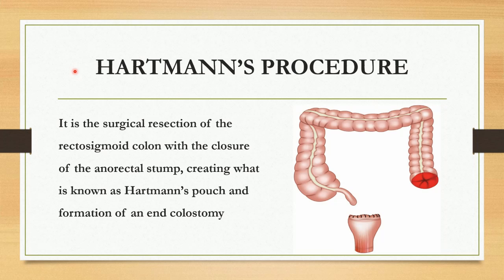The next method is Hartmann's procedure. It is the surgical resection of the rectosigmoid colon with the closure of the anorectal stump, creating what is known as Hartmann's pouch and formation of an end colostomy. So in the picture you can see one end is created as a stoma and the other end is stitched and left inside as a blind pouch.